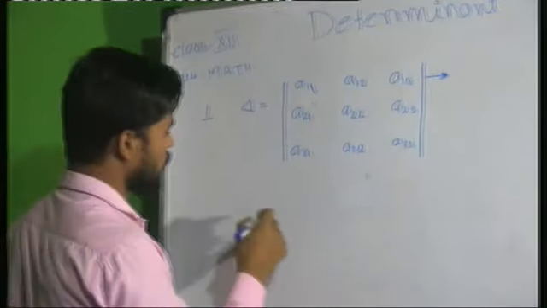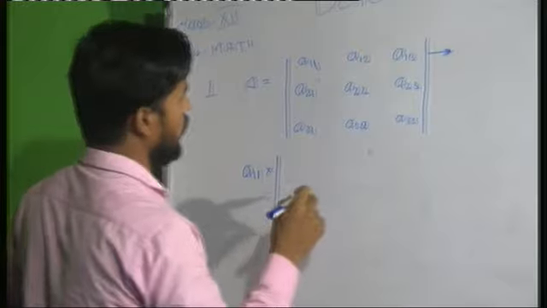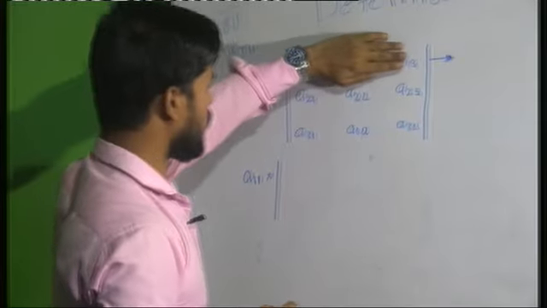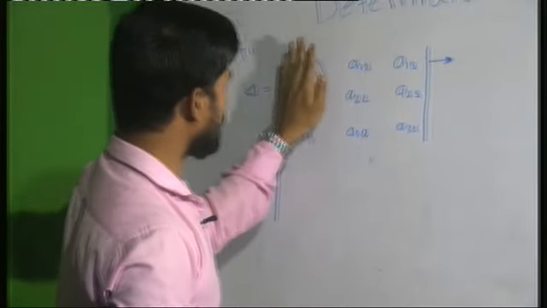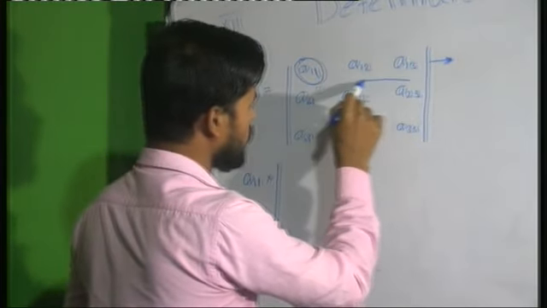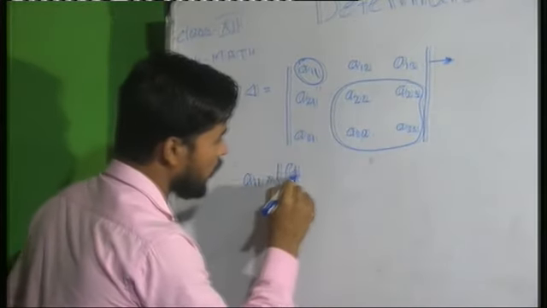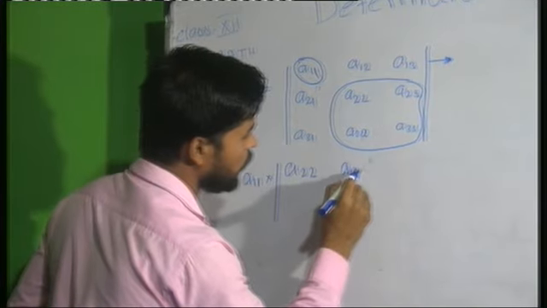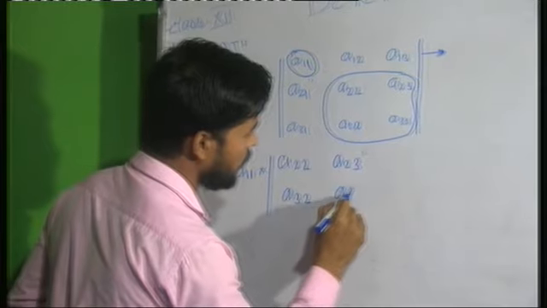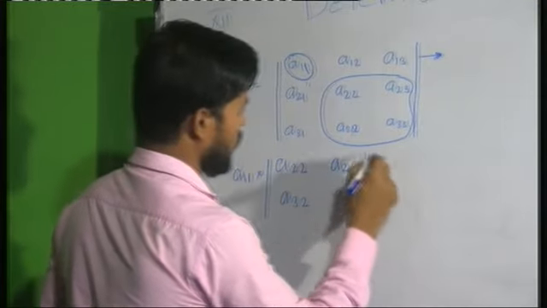So the determinant will be A11 into determinant of, okay, when we take this element, the entry corresponding to this row and this column, cover this one and this one. So we have this portion: A22, A23, A32 and A33.